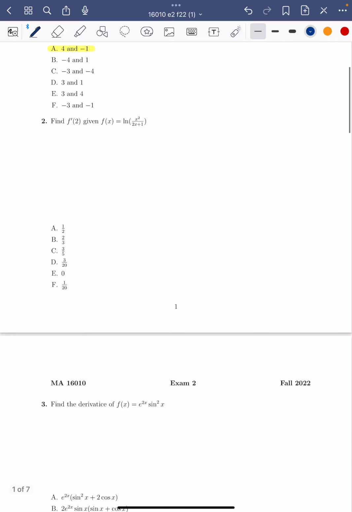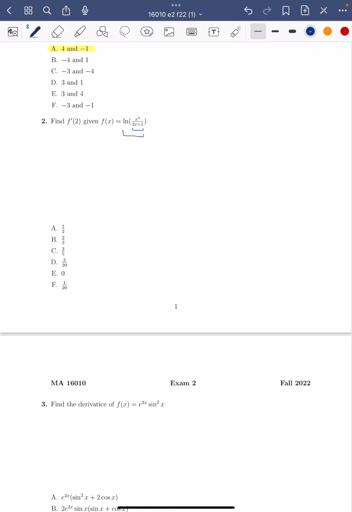Okay. Number 2, find f prime of 2 given f of x equals the natural log of x squared over 2x plus 1. So two main concepts we're dealing with here. We are dealing with chain rule and quotient rule. So we can see we're going to use quotient rule because we have one function divided by another inside of this natural log, and we're going to use chain rule because this function, natural log, has something other than x in those two parentheses. So let's go ahead and start with quotient rule, or the inside.